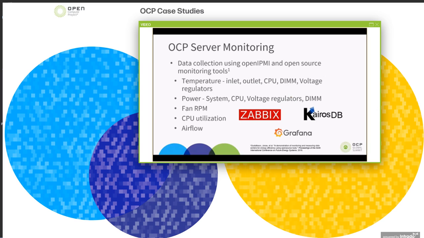So on the server we can monitor many different things, including temperature, power, fan RPM, CPU utilization, and airflow. So these values, most of them are gathered from the OpenIPMI interface by a local polling script, which then sends the data to our open source data collection chain, which has been developed at RISE, and uses tools called Zabbix, Kairos, and Grafana.